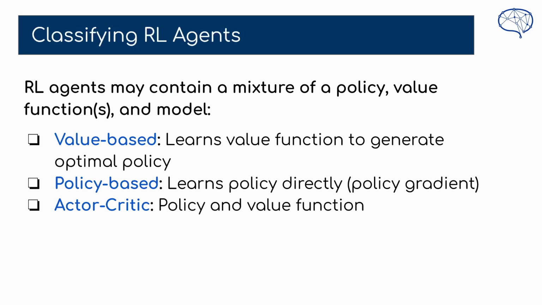There are various different types of RL agents. You have value-based, policy-based, and actor-critic, which is kind of like a mix of both. Every single RL agent will have a policy, whether you're value-based or policy-based; the main differing factor is how you are learning this policy. In value-based RL agents, the agent is learning the value function to generate the optimal policy. But if you're in policy-based, you're learning the policy directly.